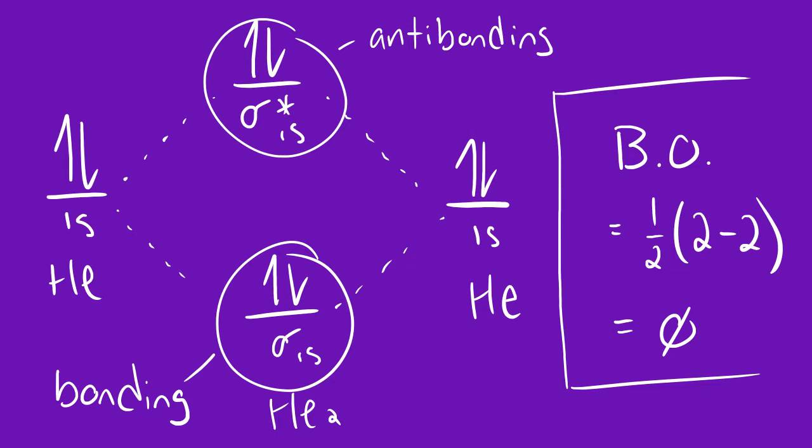What this means is that our bonding order is equal to 0, implying that there is no bond, right? There's not a first order bond, which is a single bond. There's not a second order bond, which is a double bond. It's a bonding order of 0, meaning that there is no bond.